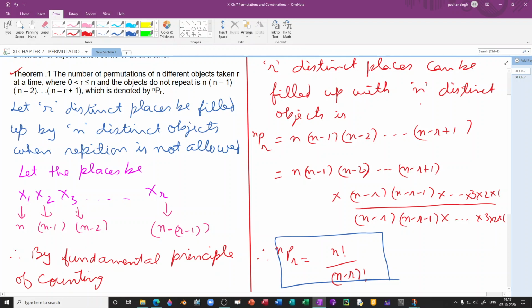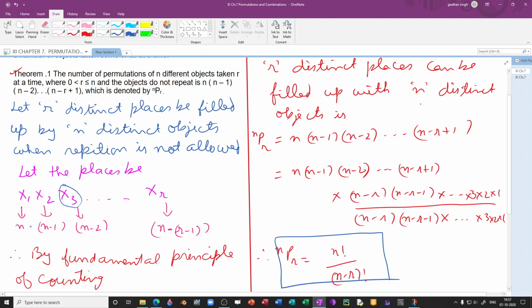n minus 1. Similarly, when we are filling this x3, two objects are already filled up, one object in x1, one in x2. So in x3, how many objects can we fill up? N minus 2 objects. The same way, if you follow in the xr place, how many objects can we fill up? N minus r minus 1.